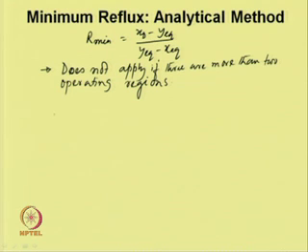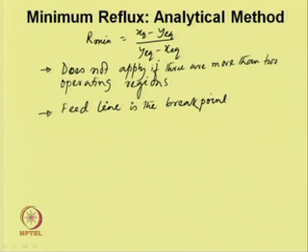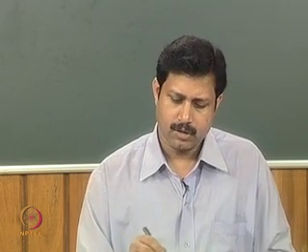Another thing is that this formula only applies when the feed line is the break point for the operating curve in the top portion of the column. So, if there are intermediate product draws, that is between the feed point and the reflux entry point, then this formula does not apply.